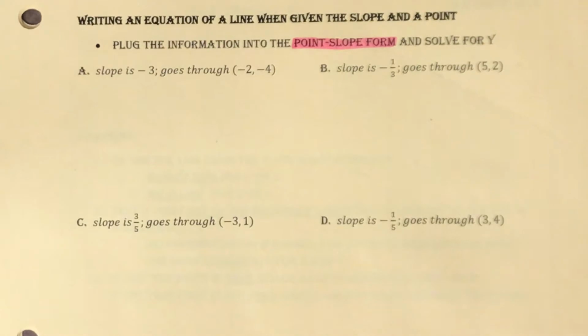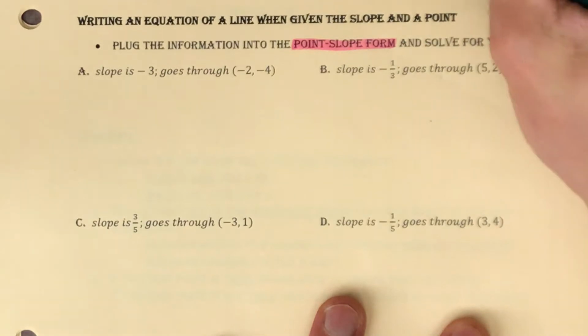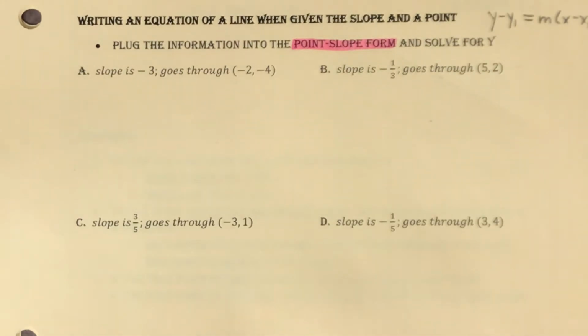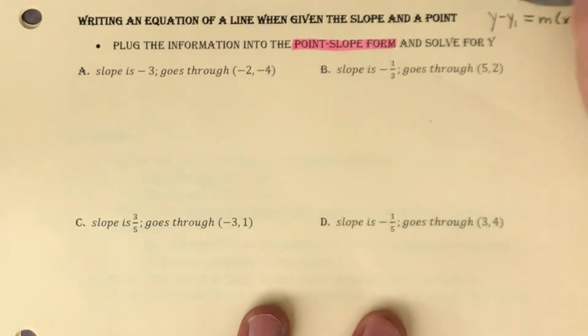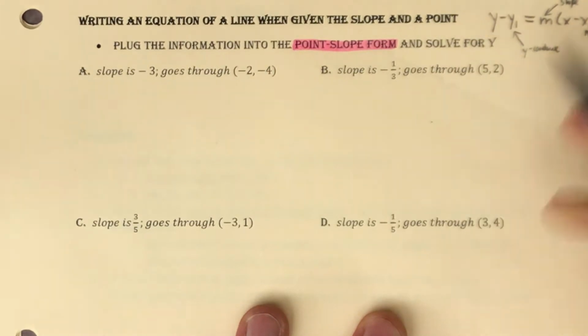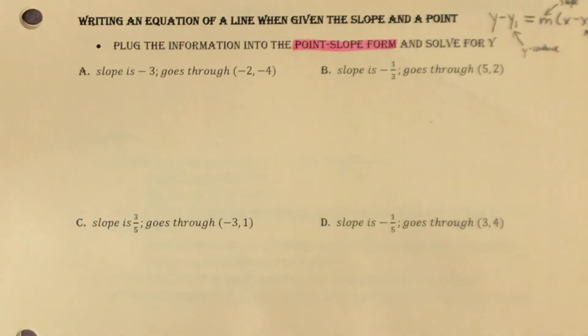So a reminder, point-slope form is y minus y1 equal to m times x minus x1. And so that is point-slope form. Now remember that the y1 here is the y coordinate of the point that you're given. The m here is the slope, and the x1 here is the x coordinate of the point that you're given. Now the regular y and the regular x, they stay as they are.